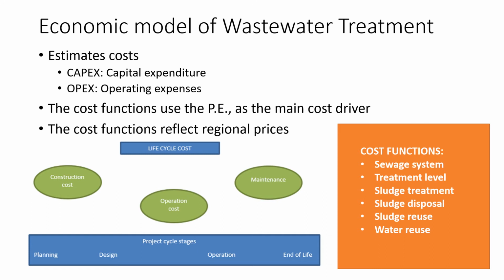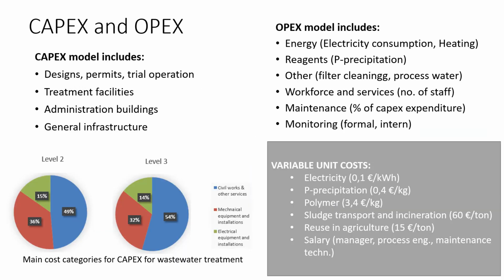The developed concept covers important aspects of life cycle cost analysis. It addresses the planning, design, construction, operation, and decommissioning of the wastewater treatment plant. Cost functions are available for all technologies presented in the previous slides. Here you can see what kind of cost categories the model takes into account. CAPEX covers design and construction, and OPEX covers categories such as energy, reagents, workforce, maintenance, and monitoring. The unit prices in the model are presented in this gray box.